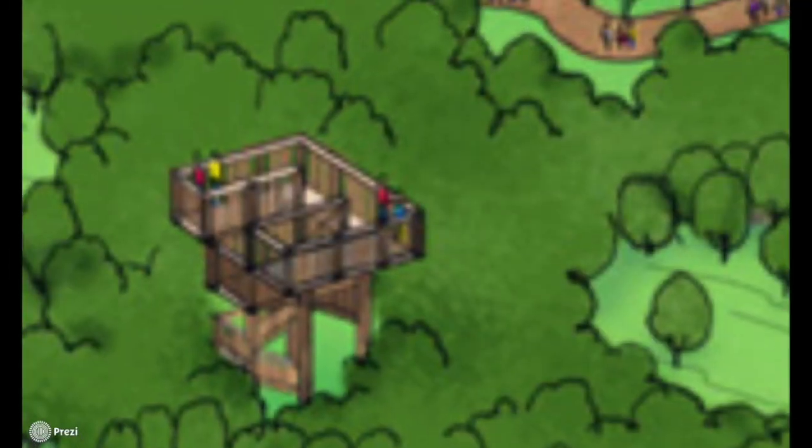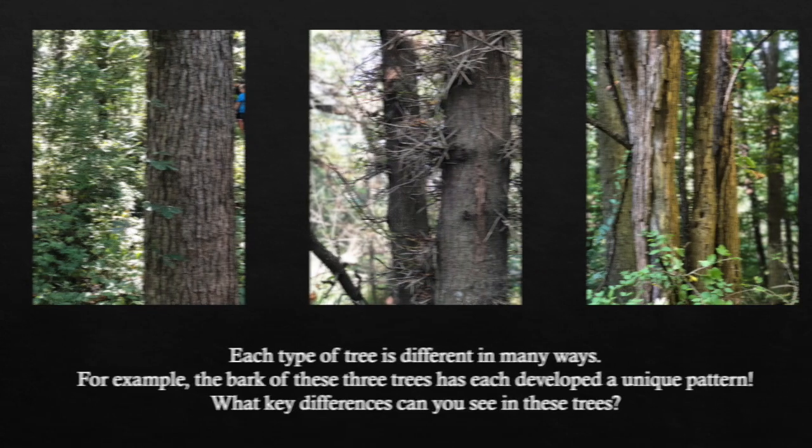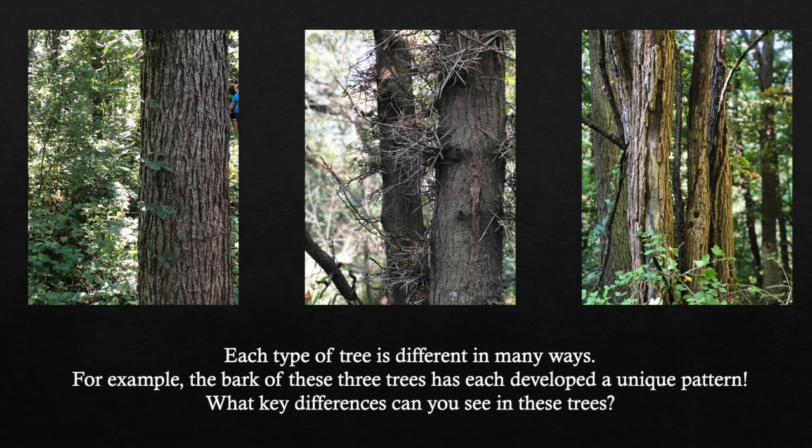After exploring the Treetop Village, we walked down the Table Creek Trail. There were a wide variety of trees to see, a mossy pond, and we even ran into a couple of deer. Each type of tree is different in many ways. For example, the bark of these 3 trees has each developed a unique pattern. What key differences can you see in these trees?